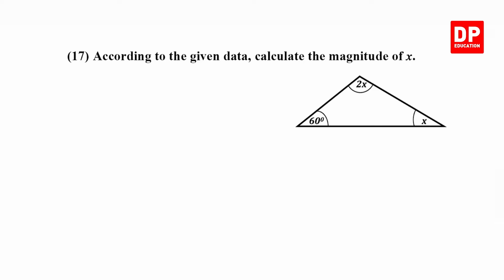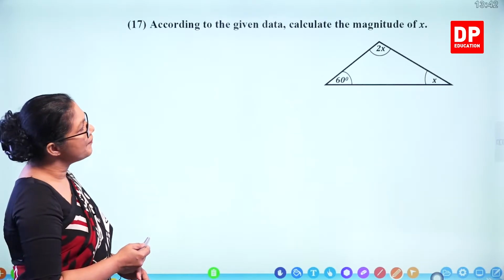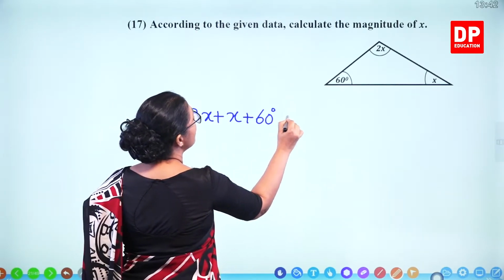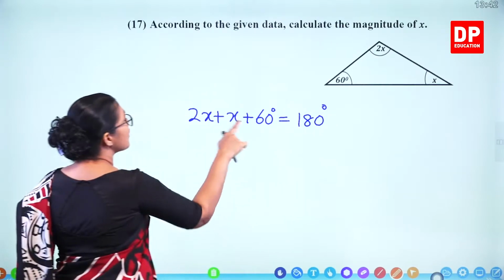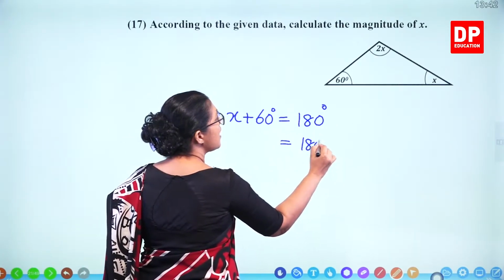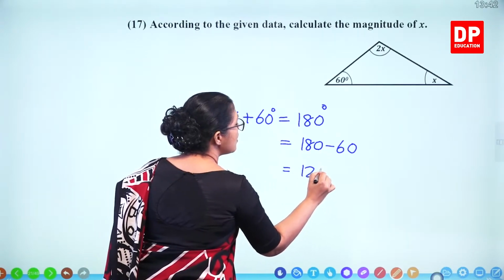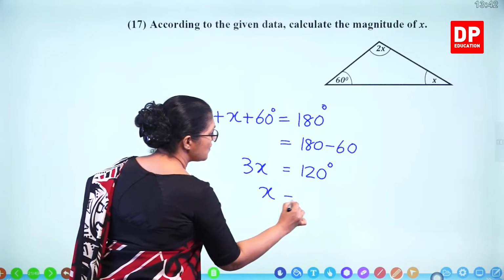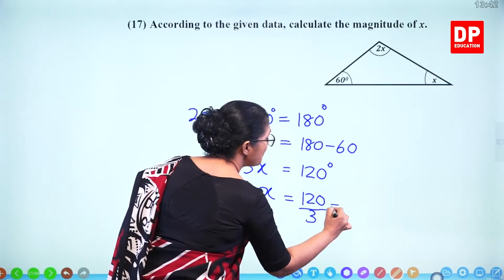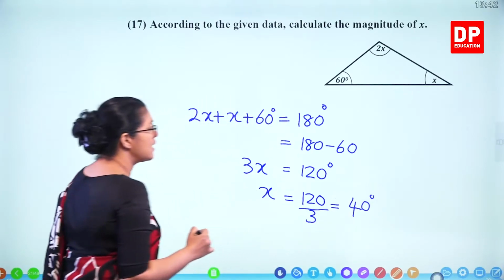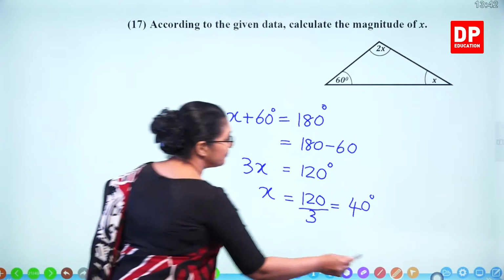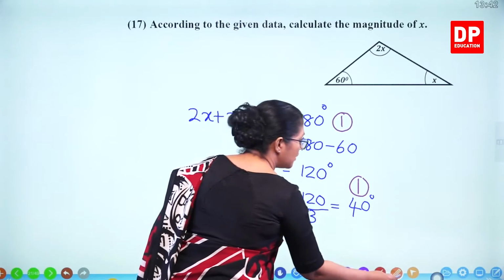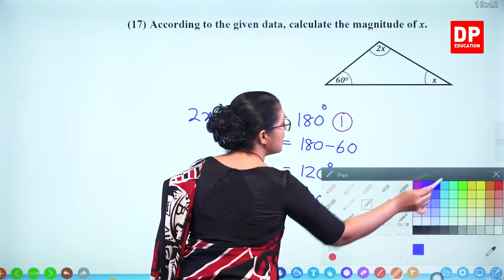17. According to the given data, calculate the magnitude of x. Sum of angles in a triangle is 180. Take 60 to the other side. 180 minus 60, that's 120. So 2x and x becomes 3x is 120. What's the x value? 120 divided by 3. That's 40 degrees. So 1 mark for the answer and 1 mark for the method.